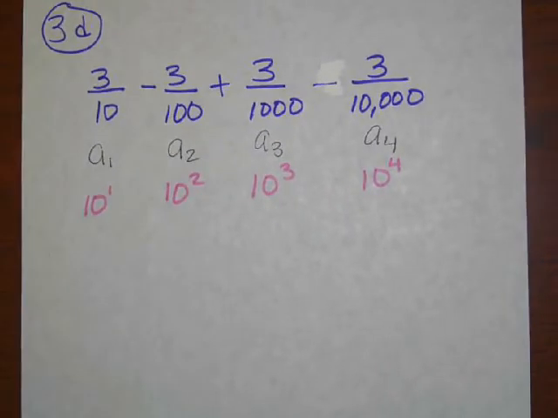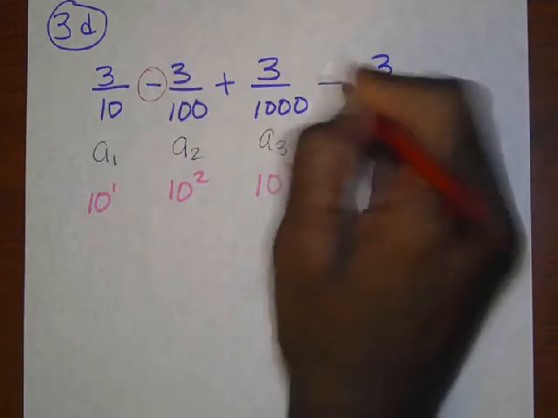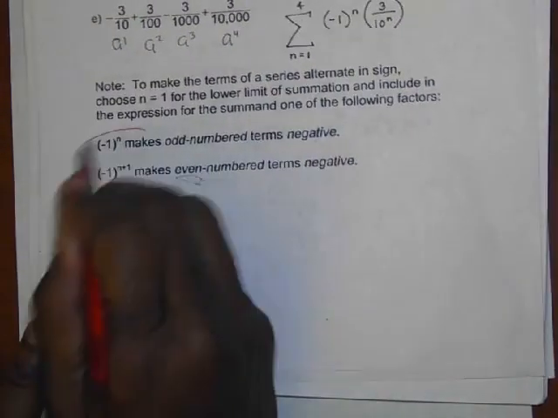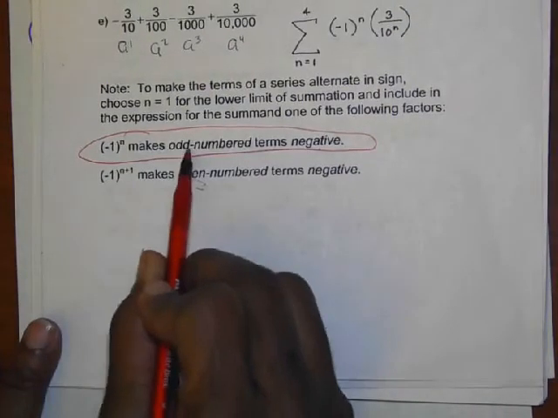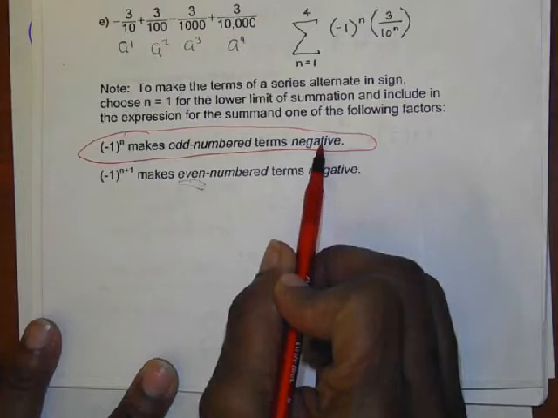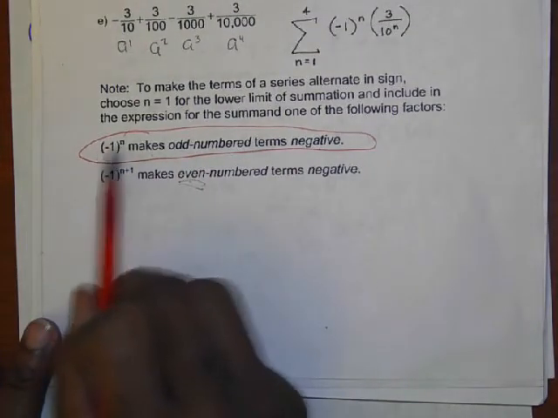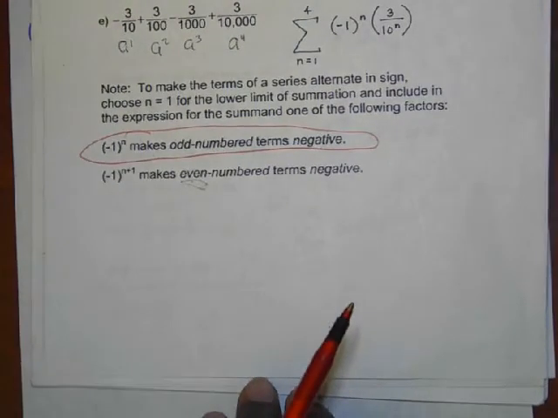So notice that we have that negative there, and it's alternating. So look at the bottom of your notes. You see what it says down here? Negative 1 to the n makes odd numbered terms negative. So since this is alternating, that tells me that this negative 1 to the n is going to play a part in my formula.